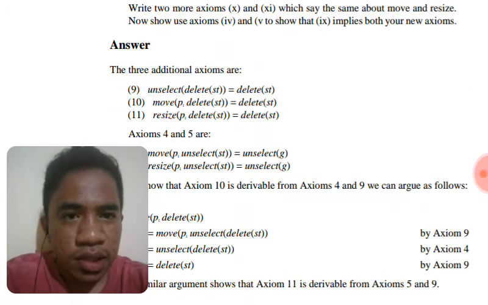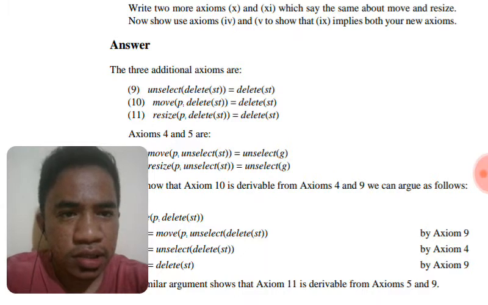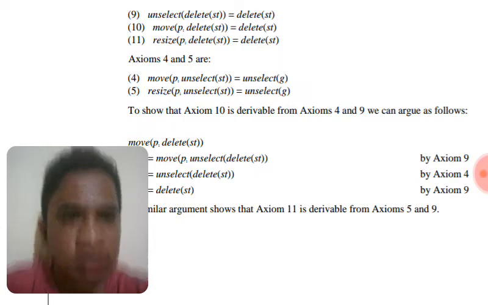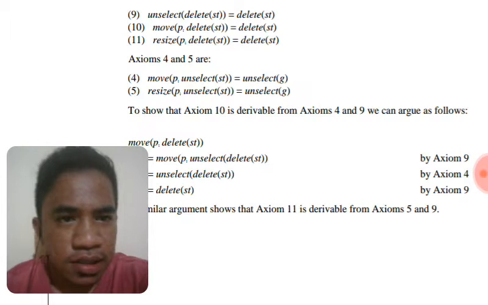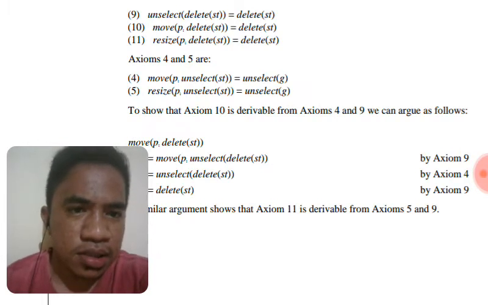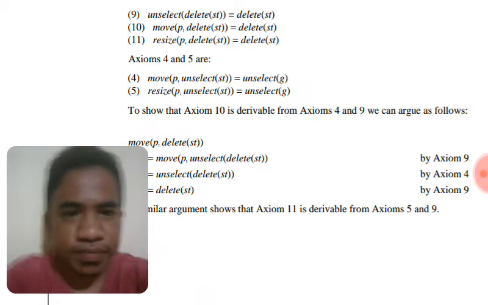Answer: the three additional axioms are 9. Unselect delete st equals delete st. 10. Move p select st equals delete st. 11. Resize p delete st equals delete st. Axiom 4 and 5 are 4. Move p unselect st equals unselect g. 5. Resize p unselect st equals unselect g.